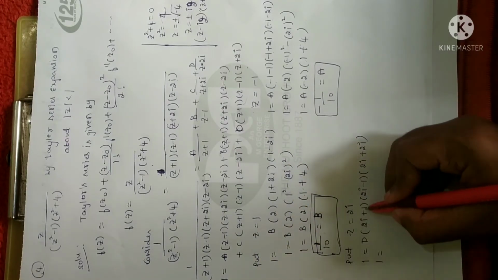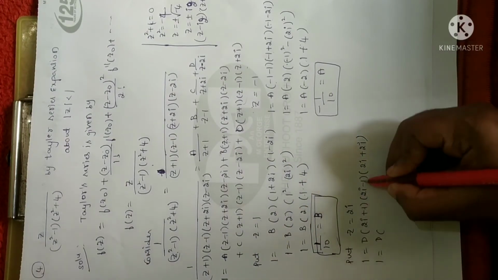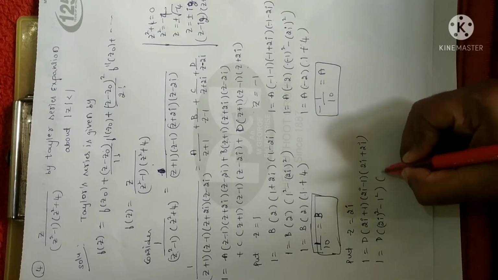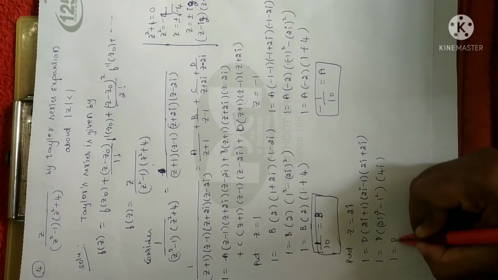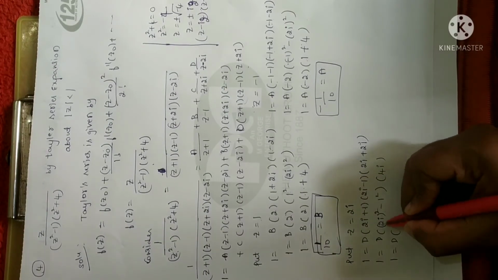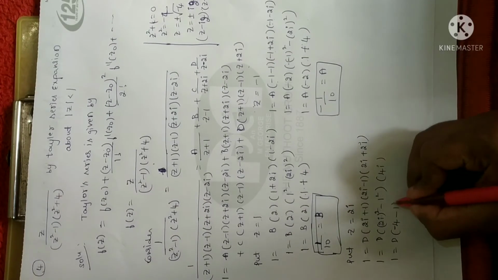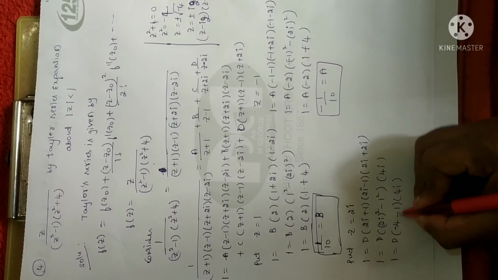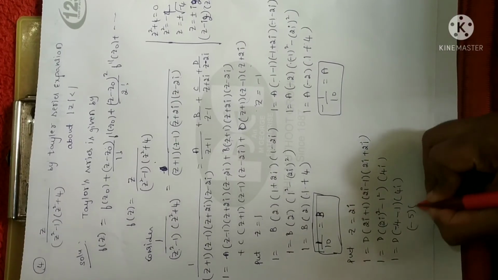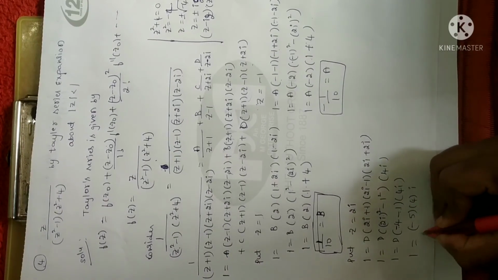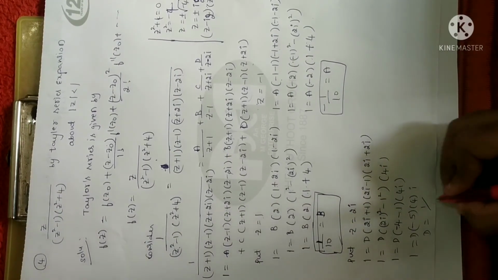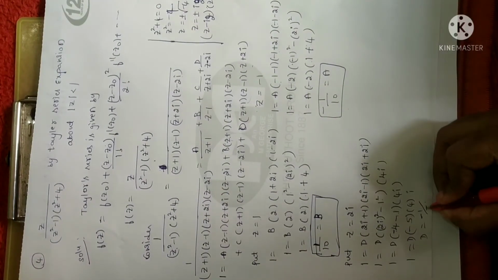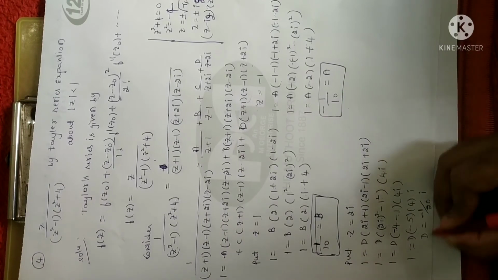See here, a plus b into a minus b. These two terms are a plus b into a minus b. So I can write this as a square minus b square into 2i plus 2i, which is 4i. So 1 is equal to d into 2i square, which is 4 into i square, and the value is minus 1. So I can write minus 4 minus 1 into 4i. Next, minus 4 minus 1 is minus 5 into 4 into i. So d value will be 1 divided by minus 5 4s are 20. So d is equal to minus 1 divided by 20i.